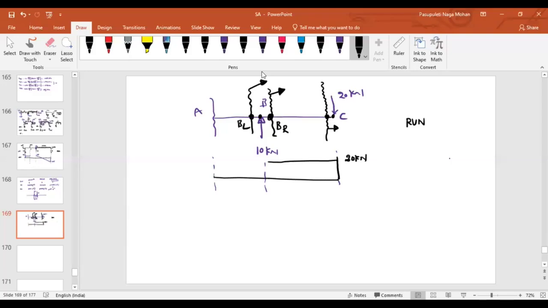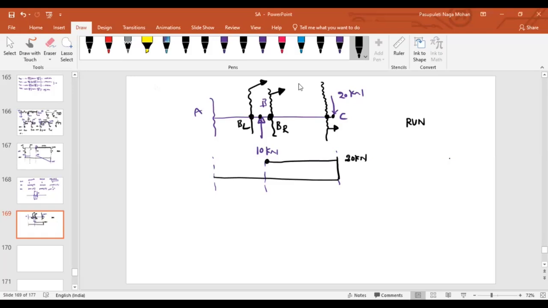Now, at BR, what is the shear force? At BR point, if you look into the right side, what is the shear force? Look into the right side, only one force, how much? 20. What is the shear force then? 20, sir. To the right of B, it is 20, right? So it is 20.